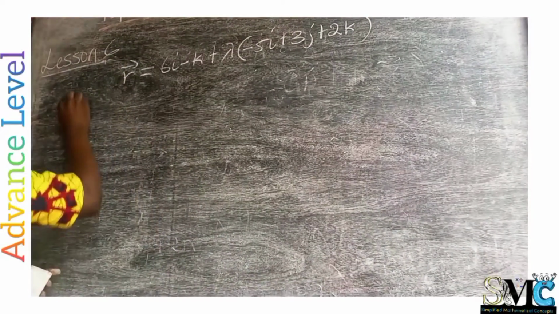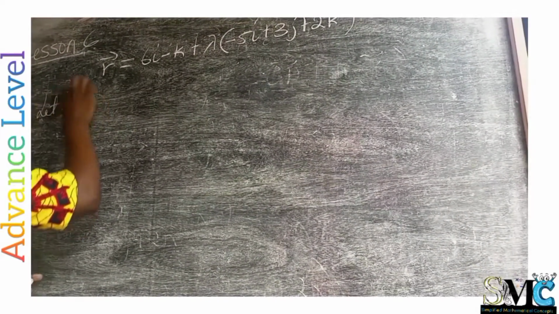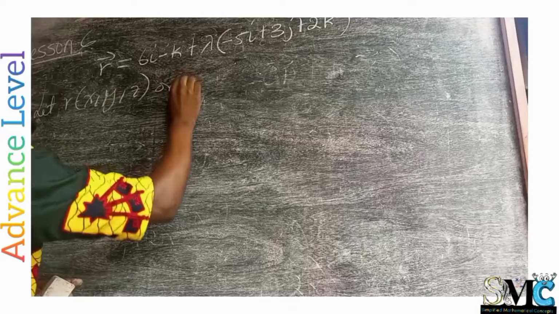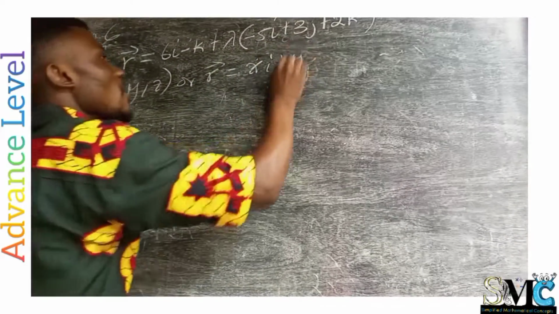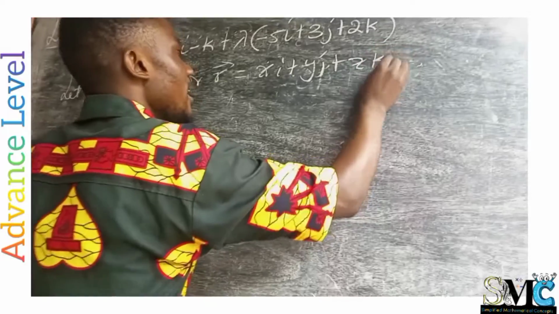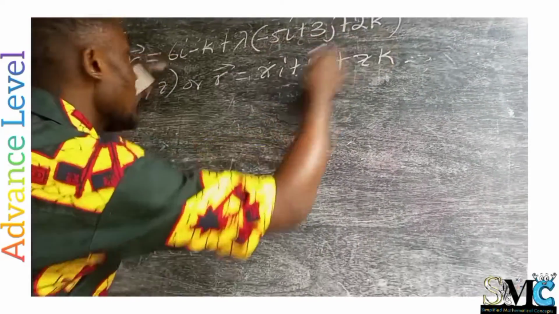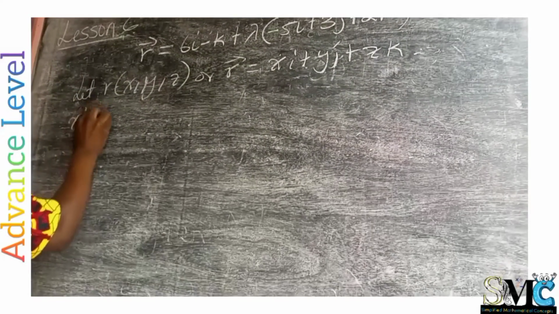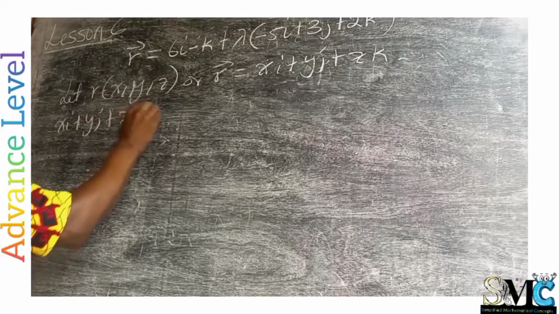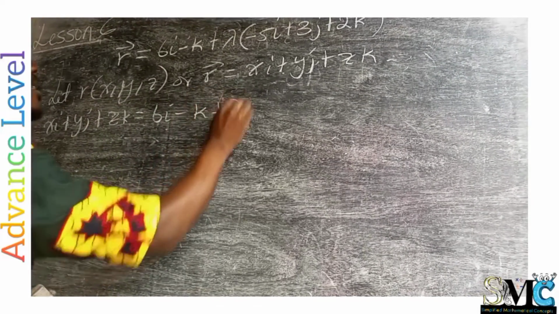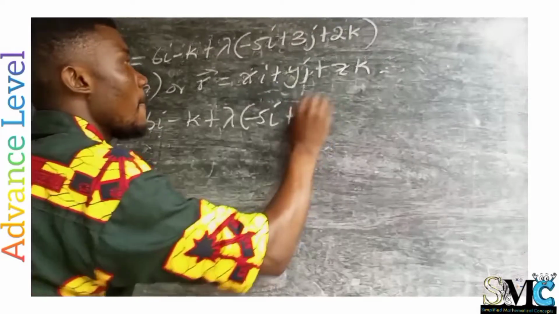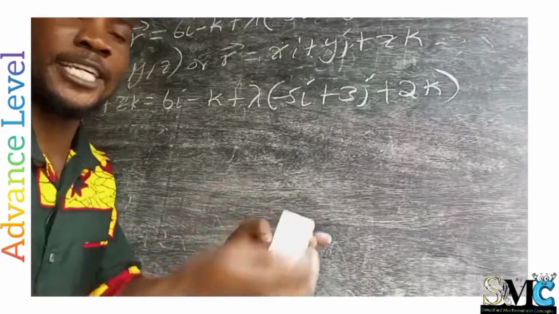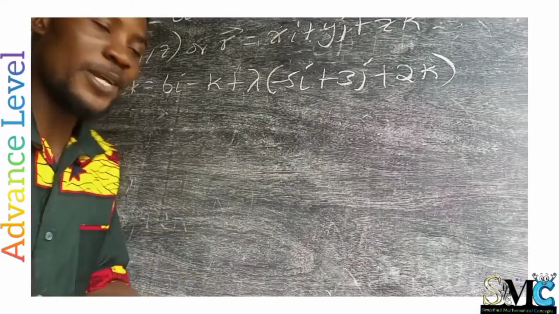So if we let r be equal to the point (x, y, z), or r equal to xi plus yj plus zk, then equating it to this and equating components will give us xi plus yj plus zk equal to 6i minus k plus lambda times this. Now, equating the i components, the j components, and the k components will give us our parametric equations.